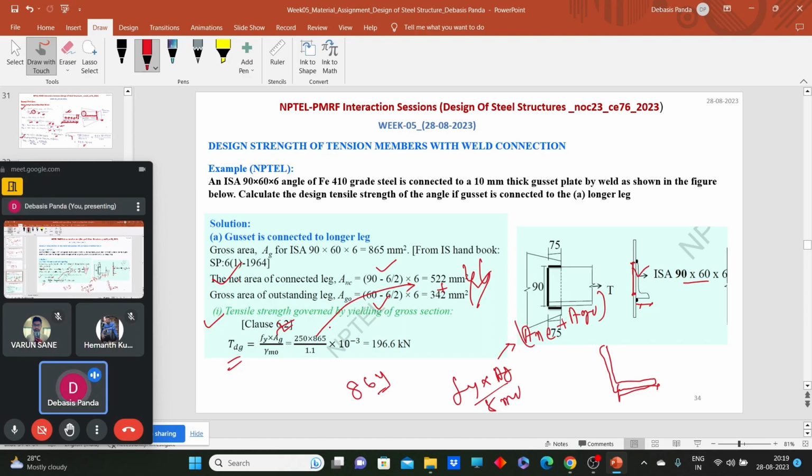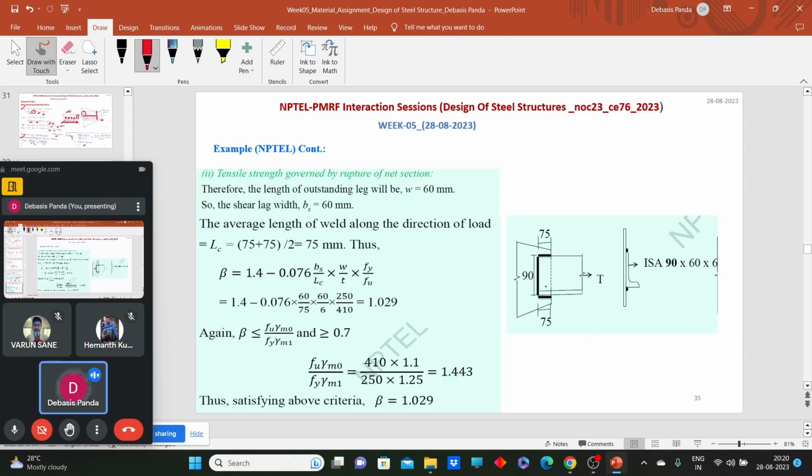I think this value is taken directly from the SP6, that's why it will have. So you can consider 864 also, no problem. So the TDG value comes as this. What will be the rupture strength? So for rupture strength we need to calculate the beta value, and now to calculate the beta value we need to find out the BS, the shear leg length, LC length of the connection, and W.